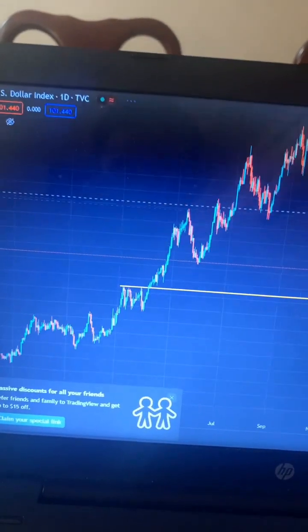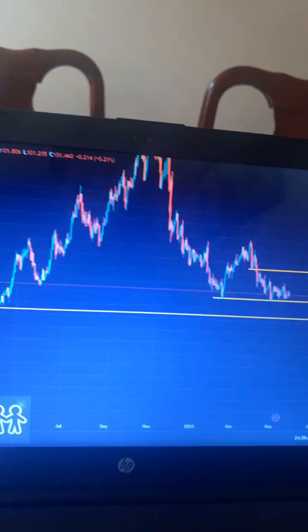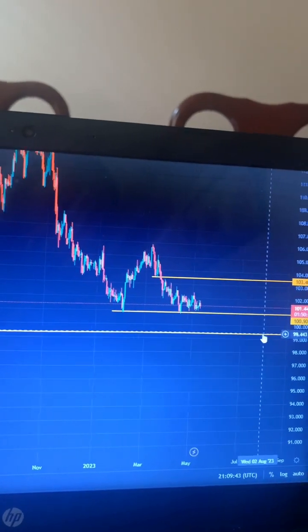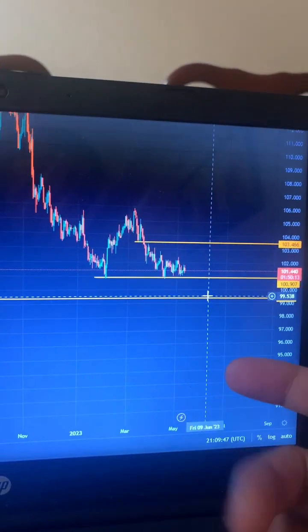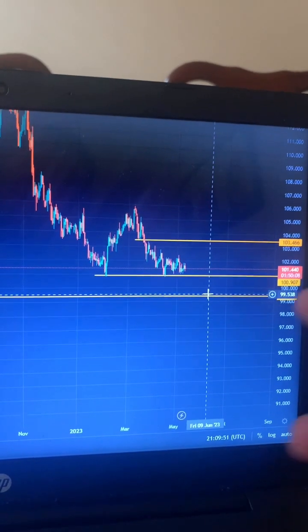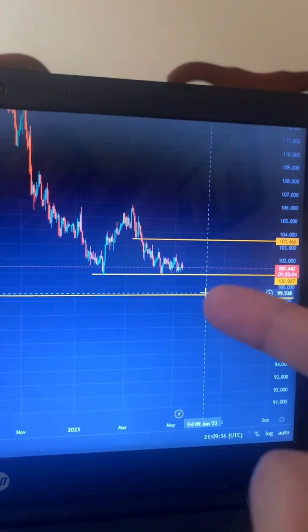So if we break this, our next level of support would be at this support right over here, so at $99, just under $100. Maybe we'll even bounce at $100 since it's such an even number, but around that range is where you would expect to see a bounce. Now the reason this is so important is because, remember, when the dollar goes up, that's usually bearish for the stock market, and when the dollar goes down, that's usually bullish. So keep an eye out for what the dollar is doing.